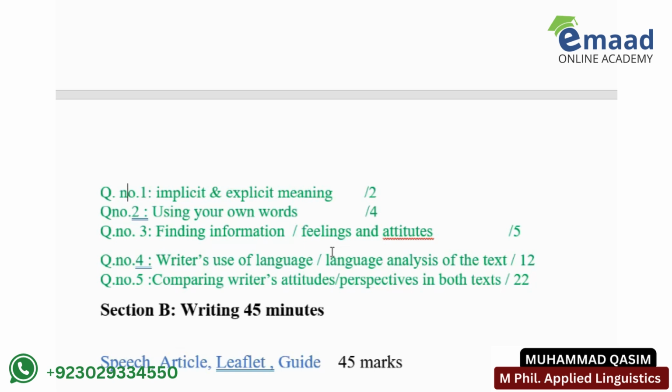Question number 5 is for 22 marks, comparing writers' attitudes and perspectives in both texts. Of course there will be two reading texts, and question number 5 will be a long response question worth 22 marks, where you will be analyzing the writers' attitudes and perspectives in both texts. You will be comparing them. This is a highly laborious task for most students, when you have to compare the perspectives and attitudes in both texts. So you need to understand both texts well to answer all these questions.